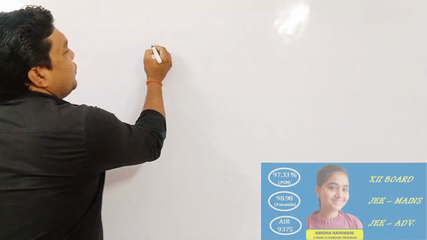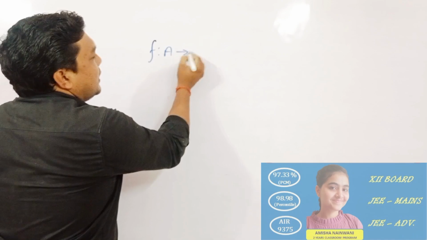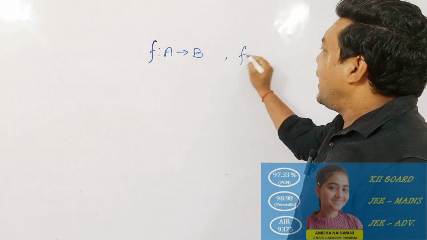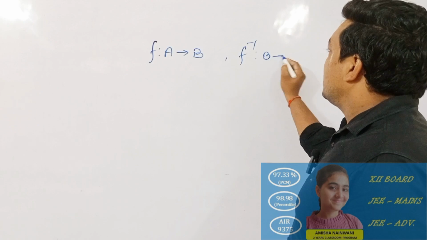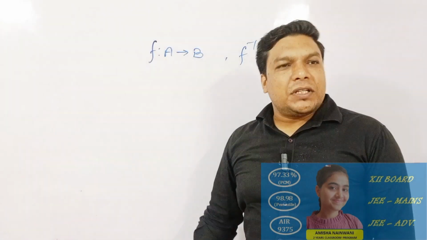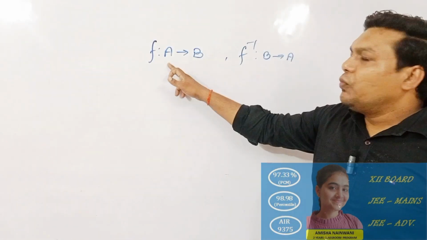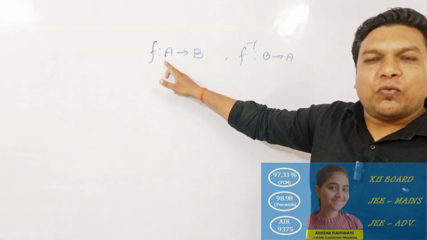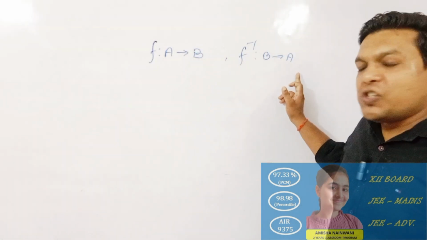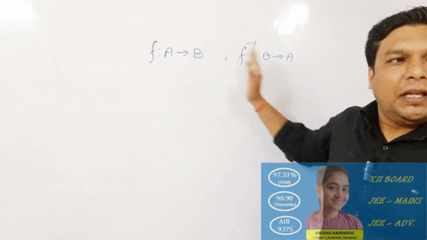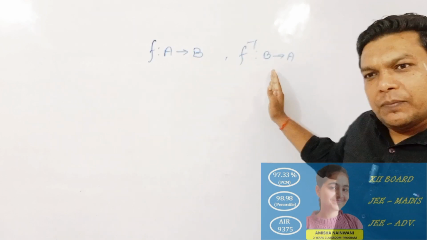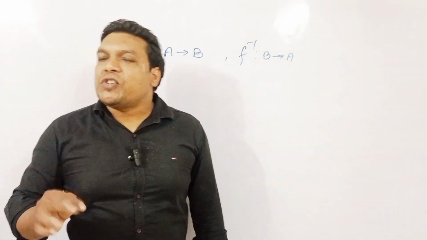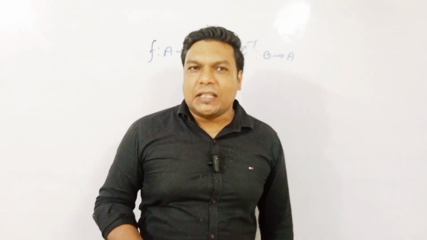Next, what we have seen about function and inverse function: if we have a function f from a to b, then its inverse will be f inverse from b to a. The domain of the function will be the range of the inverse function, and the range of the function will be the domain of the inverse function. And we already know that for an inverse function to exist, the function must be one-one and onto, that is a bijective function.